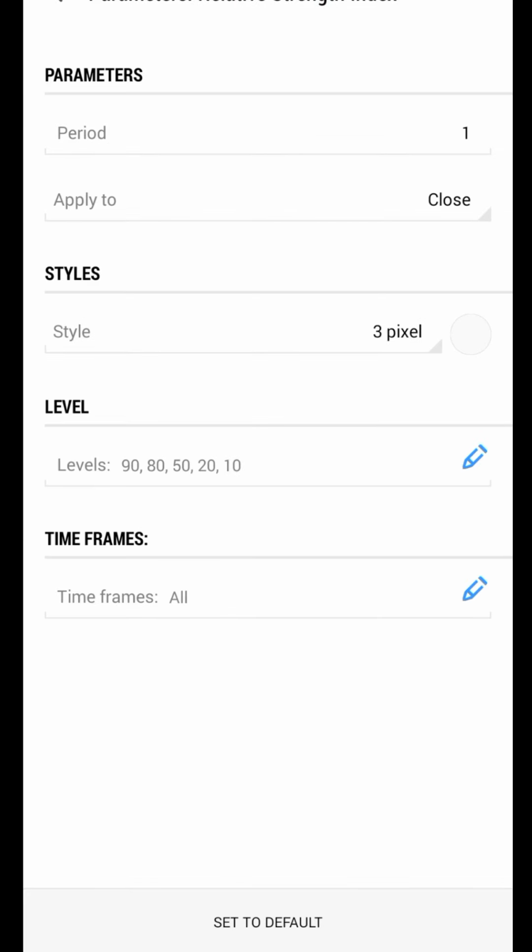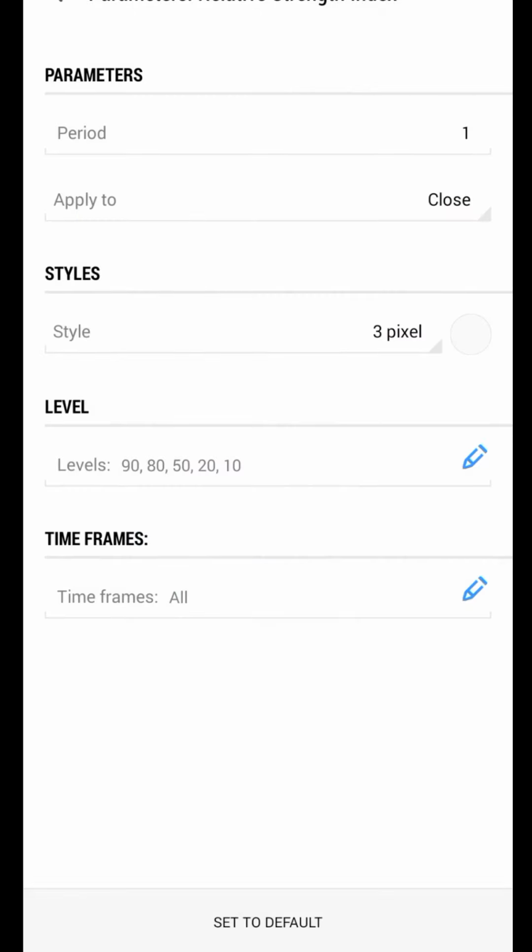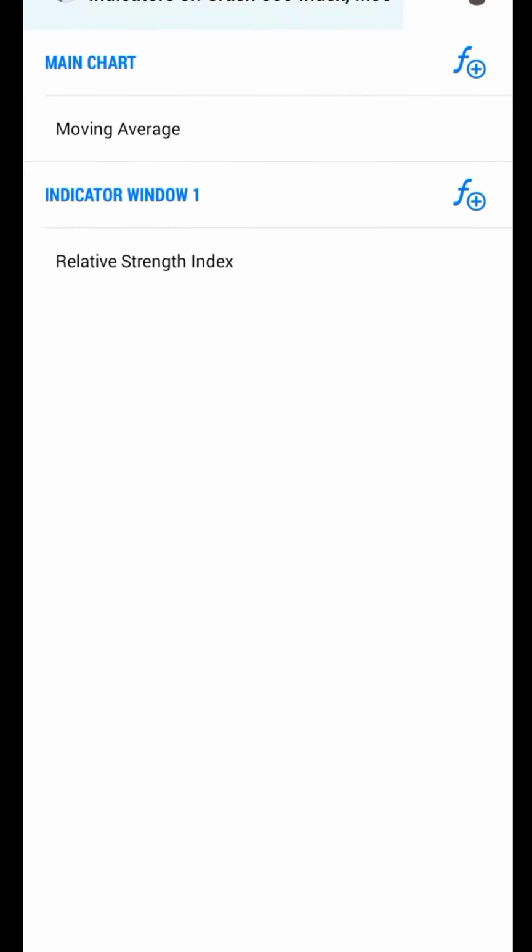Here are the styles. Choose the background color of your chart. If you are using a dark background, choose black. If you are using white like mine, choose white. Then click on done after that. Let's go back to the chart.